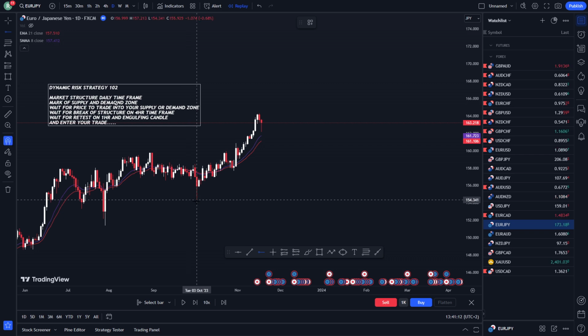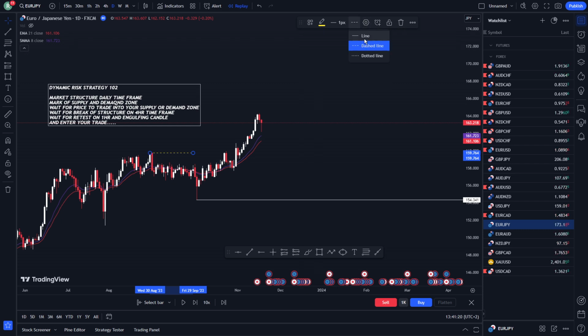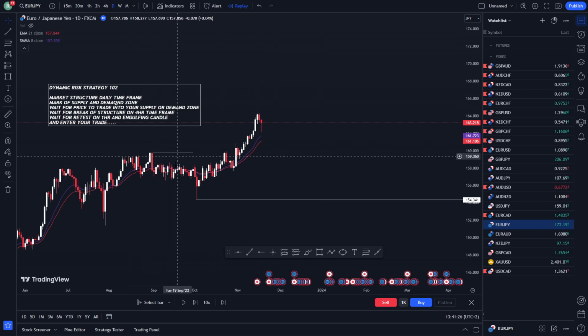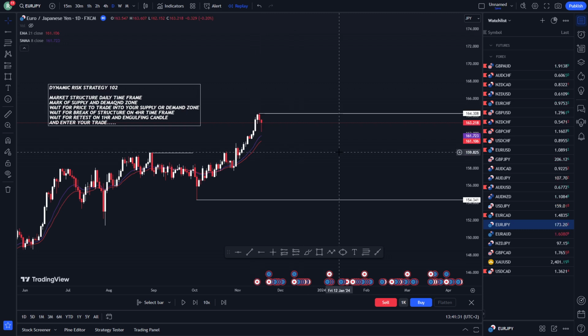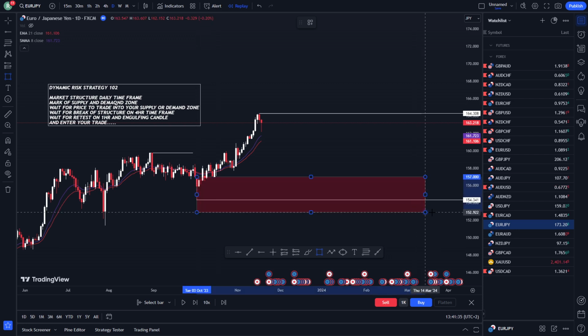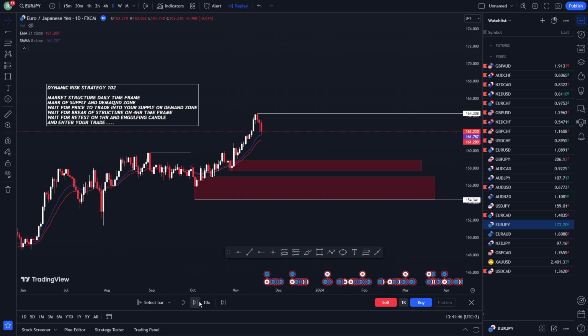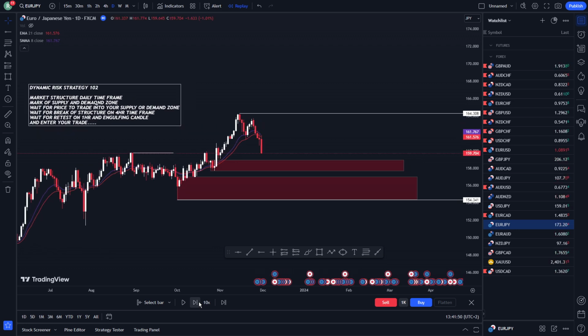So we mark off this area, a close above this region, because this was our previous high point. We have this new high. We can see we did create this new high point, so we are currently still bullish. So now we mark off our supply and demand zones. This is our demand, bam, and this is our demand, bam. So let's wait for price to come into that area.